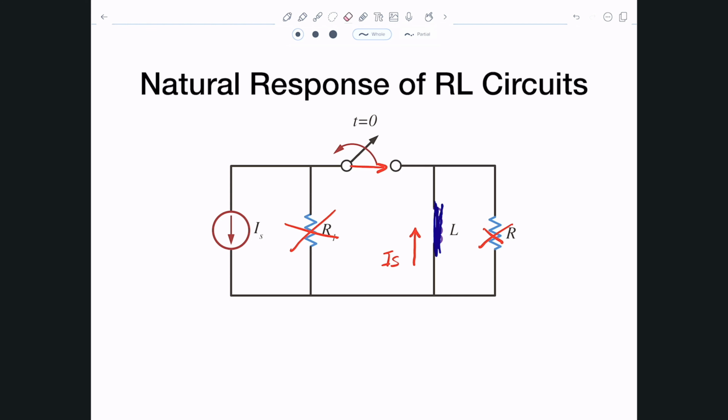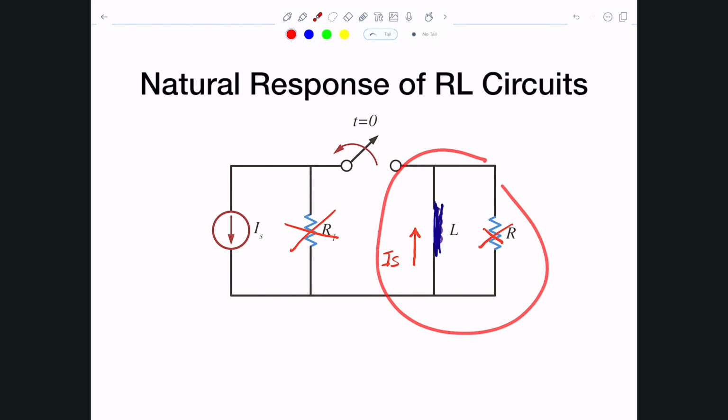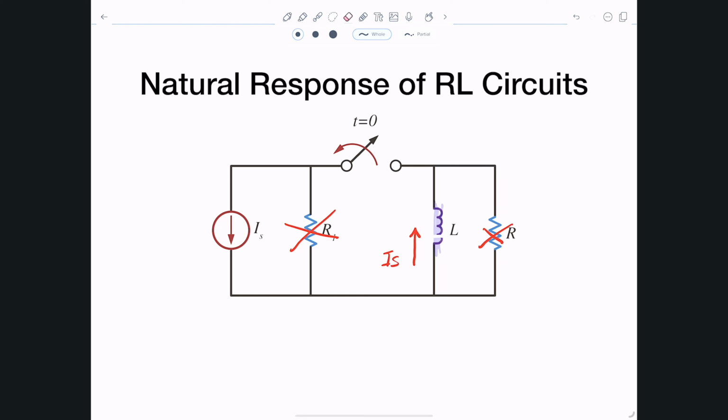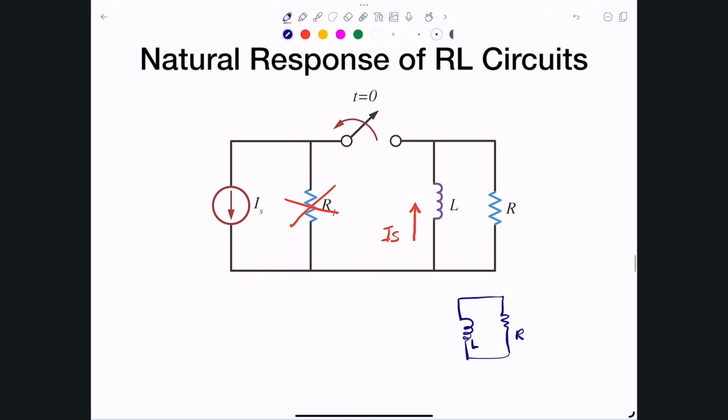And then at some time, and we're going to call it time 0, we will open this particular switch. By opening the switch, we'll isolate this part in here, okay? And what we'll end up with is the following: just a simple inductor connected to a resistor in a single loop circuit. So this one here is the inductor, this one is the resistor.